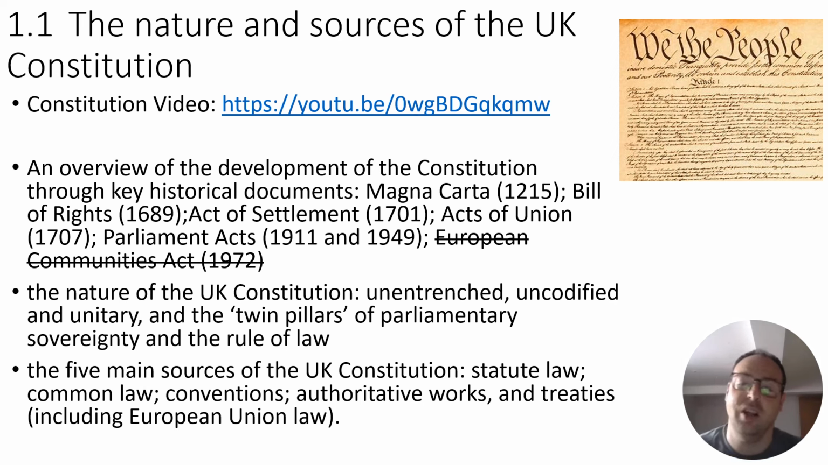You will notice that there is a line through the European Communities Act of 1972, so that bit has been chopped. The nature of the UK Constitution: entrenched, unentrenched, uncodified, unitary, and the two pillars of parliamentary sovereignty and the rule of law. The five main sources of the UK Constitution: statute law, common law, conventions, authoritative works, and treaties. And that did include European Union law.